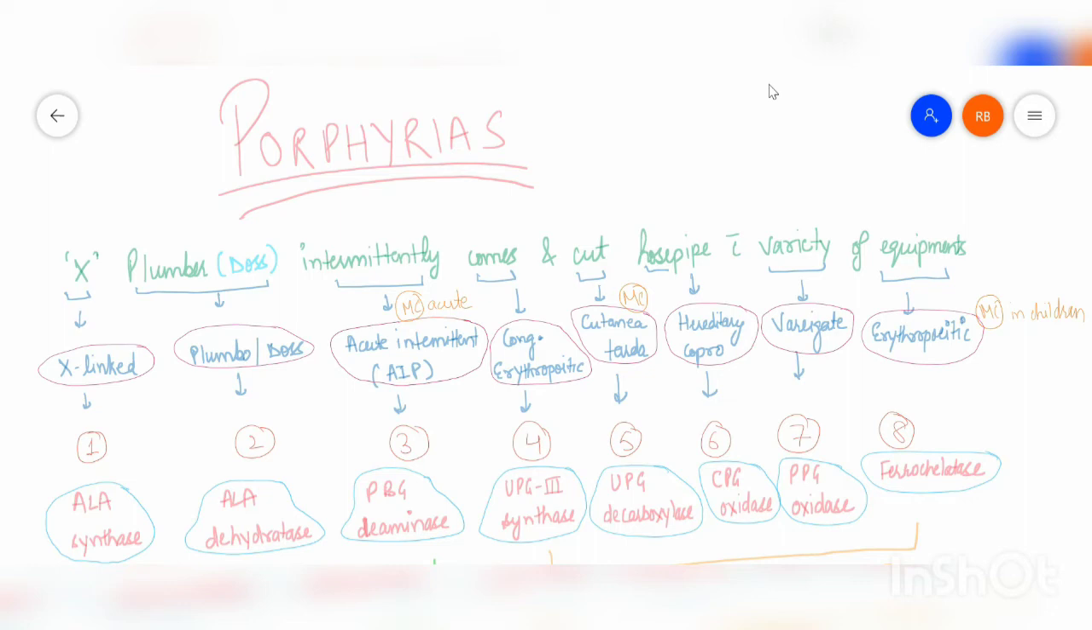So here comes the sentence or the mnemonic. We have a plumber here, supposingly his or her name is X, let's say, who intermittently comes to your place and cut hose pipe with variety of equipments. Just remember this sentence. First of all, X here stands for X-linked porphyria. Then plumber is also known as plumbo or DOS porphyria. Intermittently is for acute intermittent porphyria.